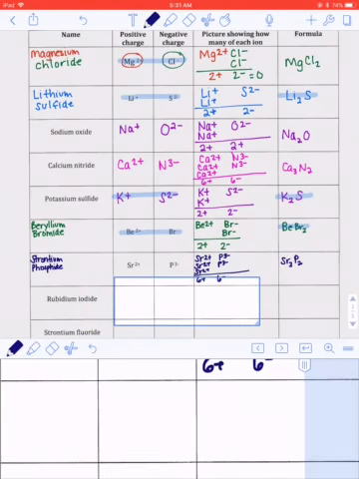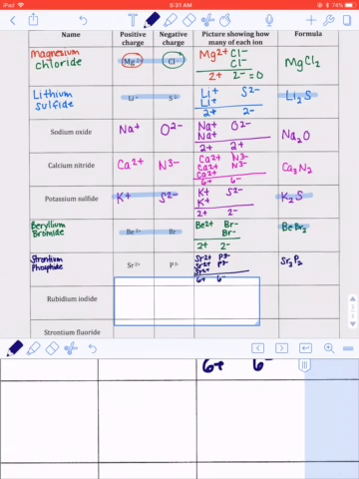Rubidium iodide. Rb. I'm going to have to look this one up because I believe it is +1. But I'm just going to double check so I do not lead you astray. And iodide. I know it's either in the 1 or the 2, and I'm going to consult my trusty online periodic table. And remembering where things are on the periodic table, Rb, okay, it's a plus 1.